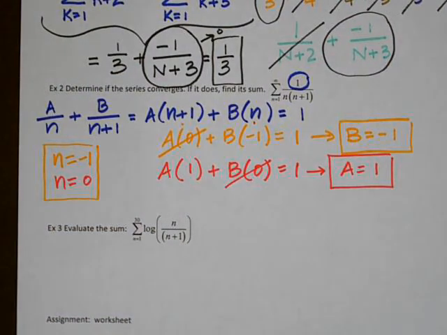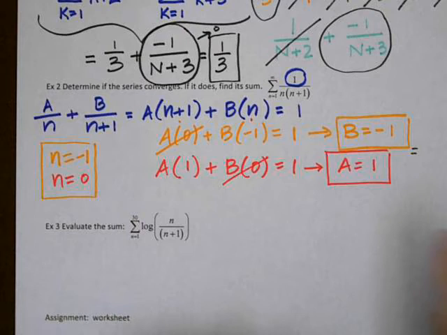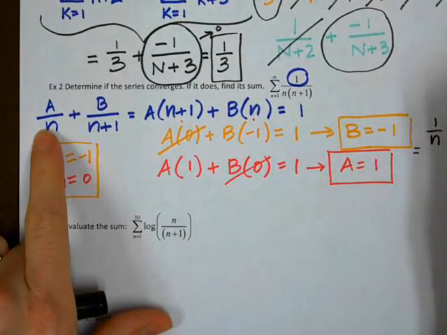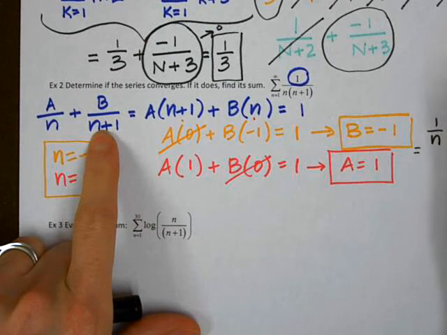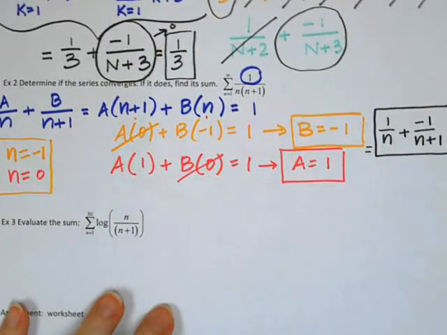Oh, I don't know why I wrote so big. Okay, that was a mistake. So now not the final answer, but our partial fractions now, if we plug in the a and the b, it's going to be 1 over n plus negative 1 over n plus 1. Okay, those are our partial fraction sum. Oh, sorry, you can't see that. There you go.